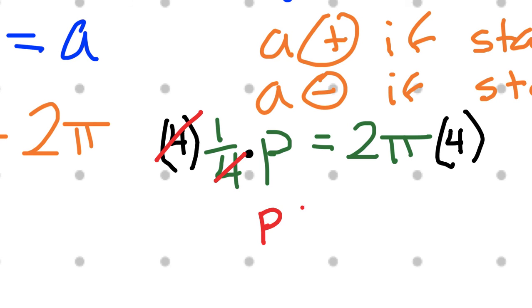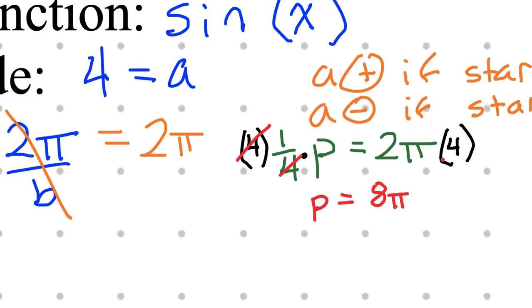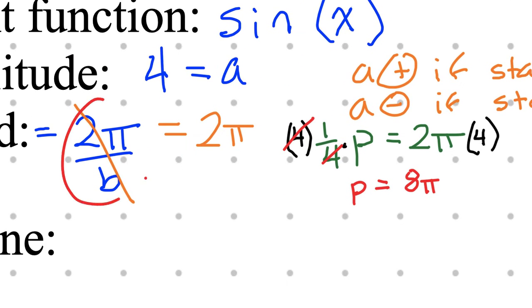I'm left with the period is equal to 8 pi. I know it repeats every 8 pi. And hey, I have a formula that gives me a period now. Now I'm going to finally use the formula. So I'm rewriting 2 pi divided by b, which is the entire period, which we now found. The entire period is 8 pi. Well, the entire period is also 2 pi divided by b.